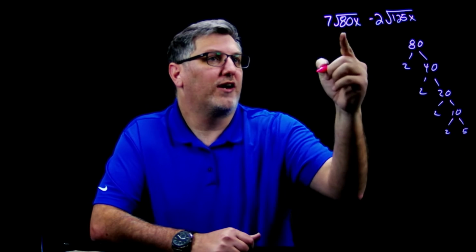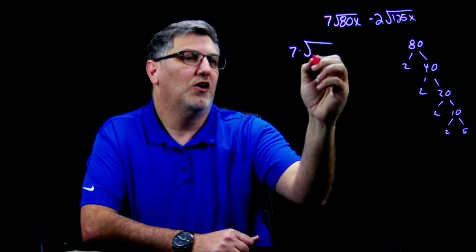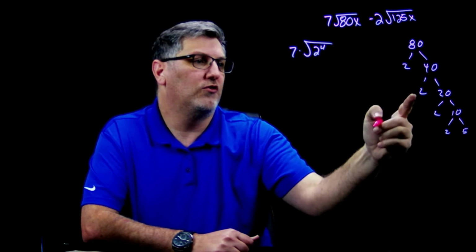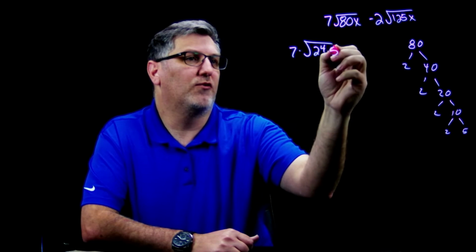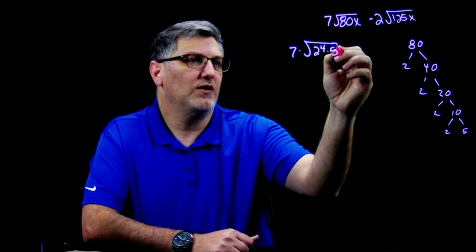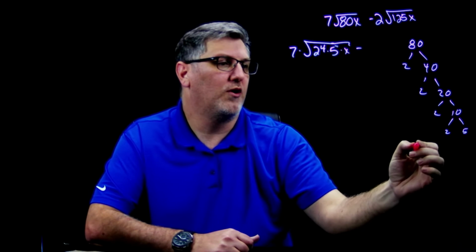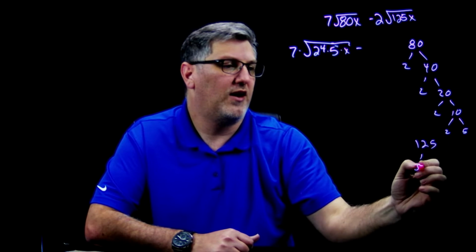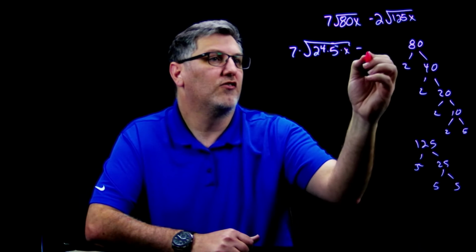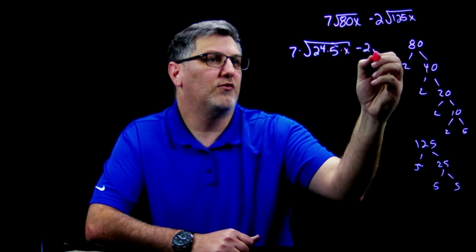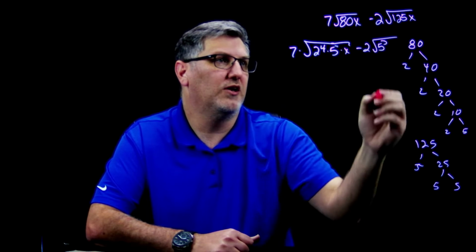All right, so I can rewrite this first term as 7 times the square root of 2 to the 4th power, because 1, 2, 3, 4, times 5 to the 1st power, times x, minus, and we're going to do 125. 5, 25, 5, and 5. So this becomes minus 2 times the square root of 5 cubed, because there are 3 of them, 1, 2, 3, times x.